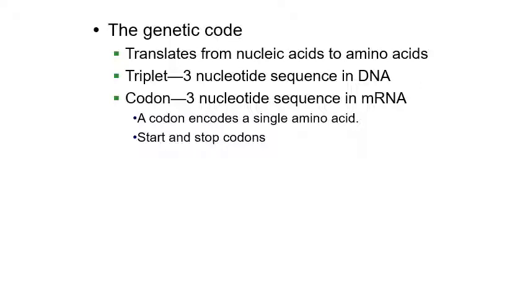So a little bit of terminology differentiation here. A triplet is a sequence of three nucleotides in DNA. A codon is three nucleotides in mRNA. And remember, an anticodon is three nucleotides in tRNA. Right. So each codon, each three-letter word here, codes for one single amino acid. And so this is how we start to build polypeptides.